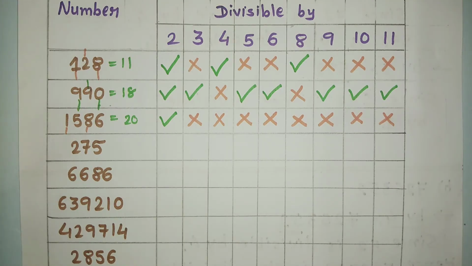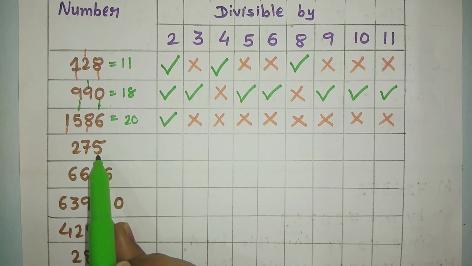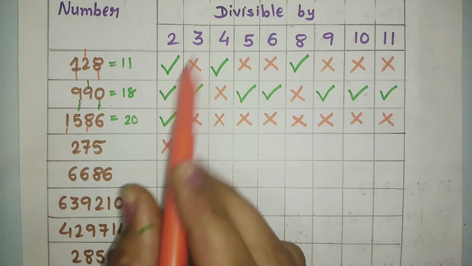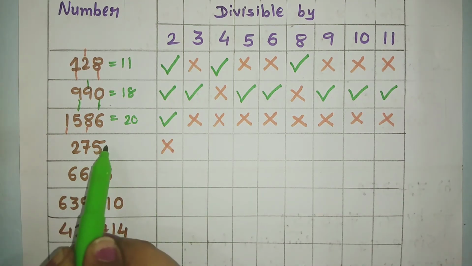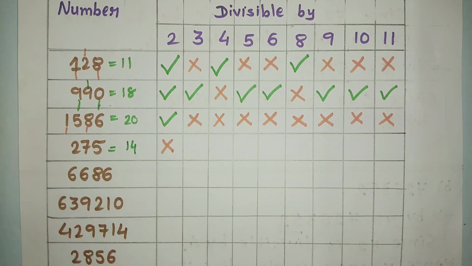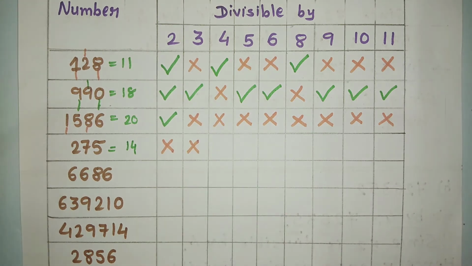Next 275. So for 2, last digit should be even number. Last digit is not an even number. So this number is not divisible by 2. For 3, sum of all the digits: 5 plus 2, 7. 7 plus 7, 14. 14 is not divisible by 3. So this number is not divisible by 3.